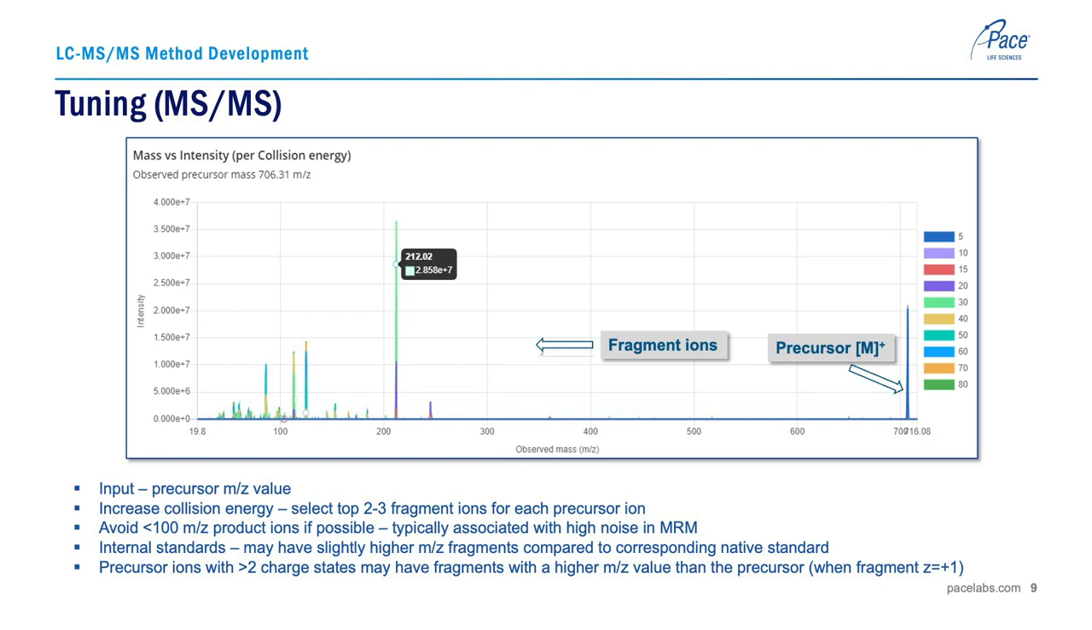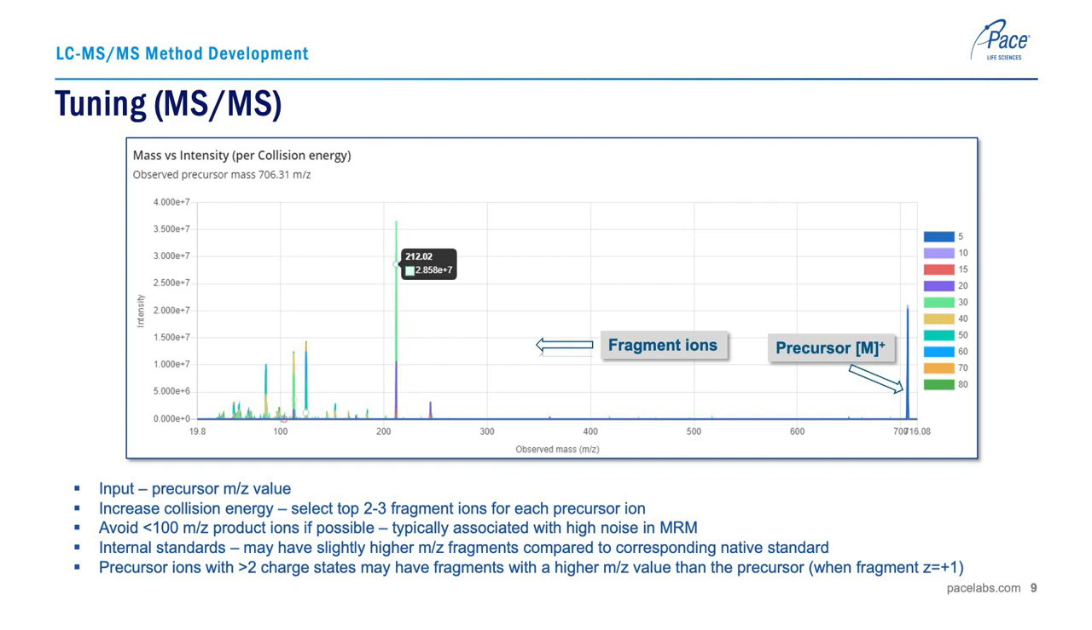A progressive increase in collision energy will start increasing the response of the fragments with lower m/z values. Record 2 to 3 fragment ion m/z values with the highest response. Avoid fragment ions with less than 100 m/z as they usually show higher noise in the MRM data.